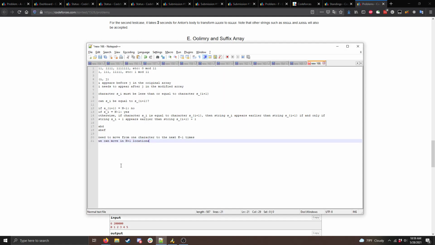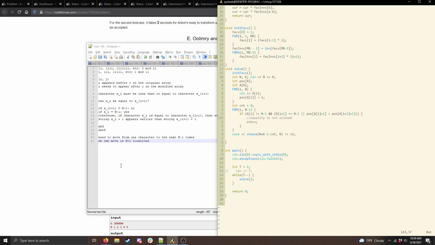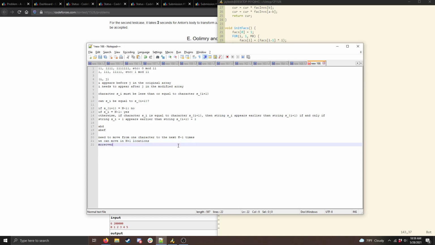And moreover, we have CNT, or count, positions where equality is not allowed. In those CNT positions, we must increase the character at least once. And so the idea here is that we have k minus 1 minus count increases that we are free to place, and we have n plus 1 locations to put them.